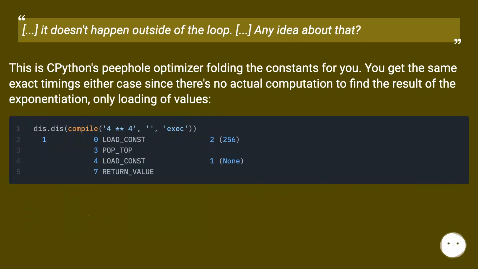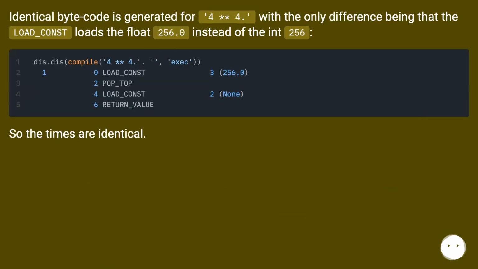This is Python's peephole optimizer folding the constants for you. You get the same exact timings in either case since there's no actual computation to find the result of the exponentiation, only loading of values. Identical bytecode is generated, with the only difference being that the LOAD_CONST loads the float 256.0 instead of the int 256. So the times are identical.